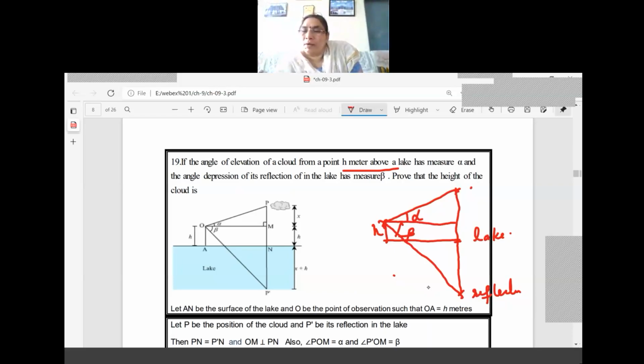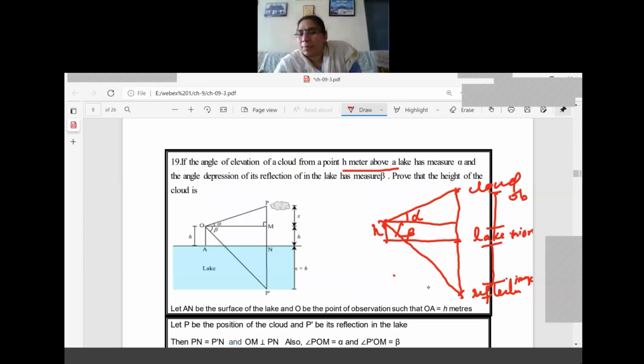So here it is the cloud, and its image is here, isn't it? You already studied this in mirrors. The distance between the object and the mirror is the same as the distance between the mirror and the image. Here I'll take the lake as a mirror and write the object and the image. So the distance from the object to the mirror is the same as from the mirror to the image.